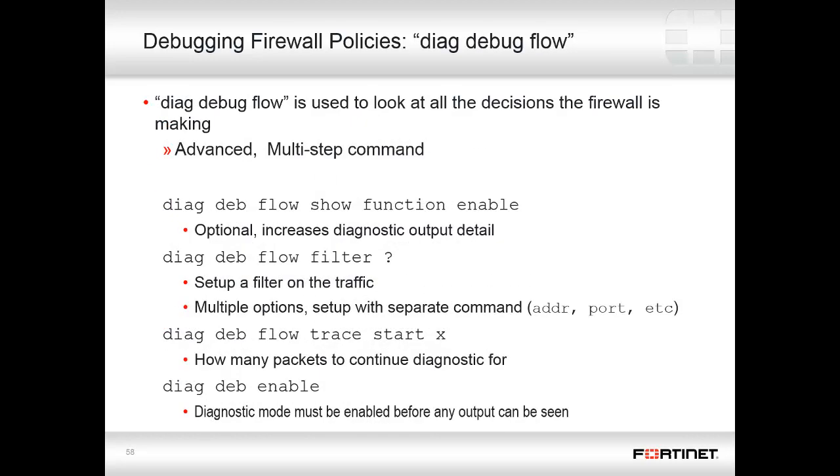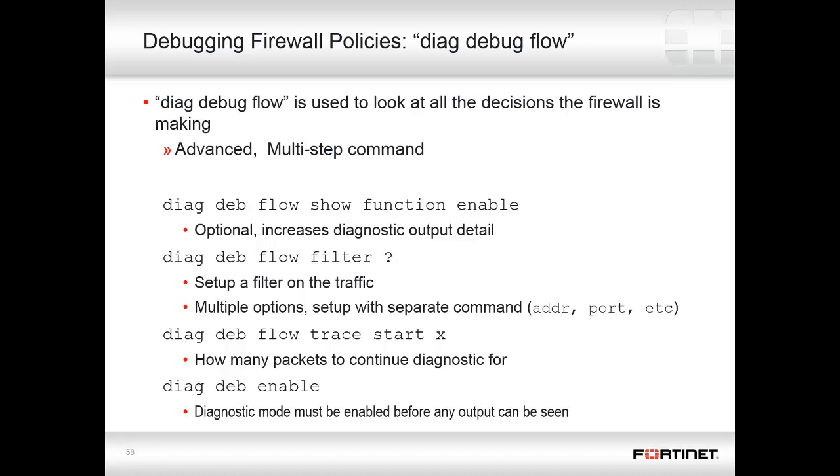Sometimes you want to get a look at the decision-making process. To do this, you need to use the command diag debug flow. It's more of an advanced command and requires several steps to set up properly. The first step is optional. It enables the inclusion or exclusion of the function name in the diagnostic command.